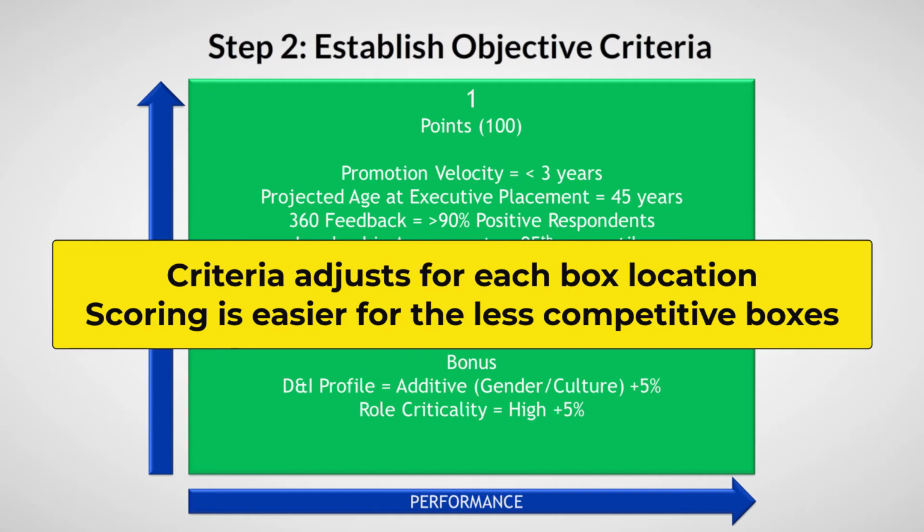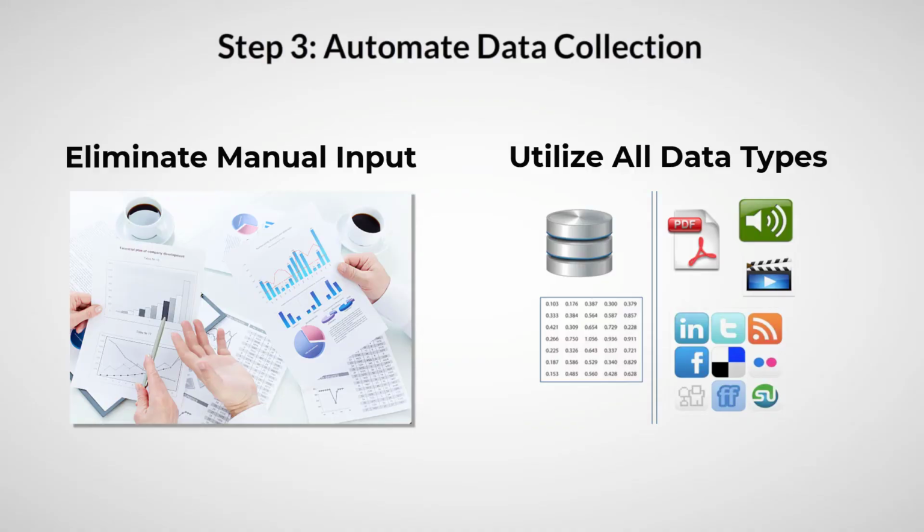And what that does is it allows only the best employees based on their data to be assigned to box 1. And then when you get to box 5, box 9, and so forth, easier data points allow more employees to fall within those boxes, and it helps you with your calibration. Very important as you progress to step 3, which is automating your data collection.